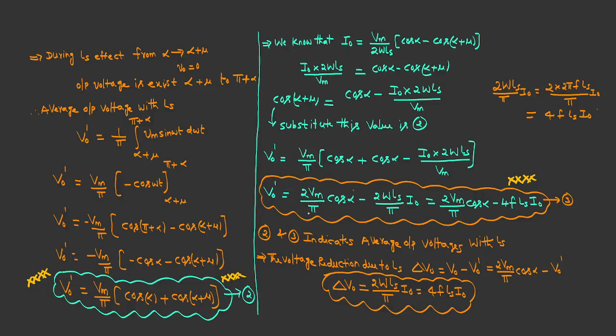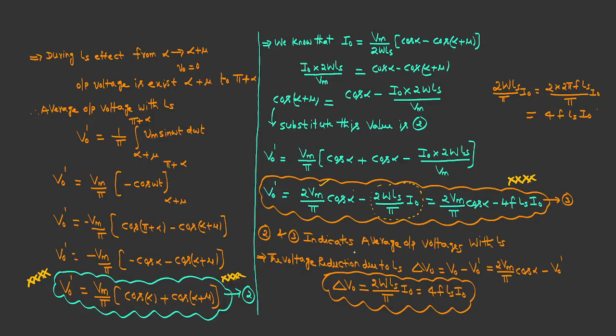Very, very important. 2 Vm by pi into cos alpha minus 2 omega Ls by pi into I naught, that equals 2 Vm by pi into cos alpha minus 4f Ls into I naught. Due to source inductance effect, this much voltage is reducing, friends. We know that without source inductance, this is the voltage, 2 Vm by pi cos alpha. But with source inductance, this much voltage we are subtracting now. Subtracting means this voltage is reducing.